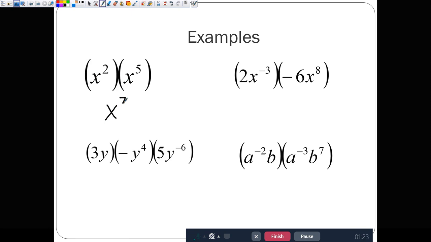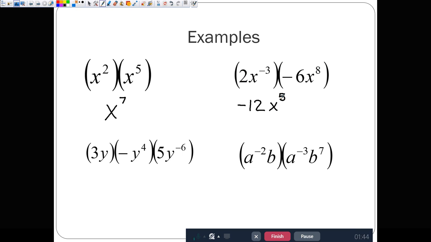Okay, so I'm going to multiply the coefficients, the number in front of x. So 2 times negative 6 is negative 12. X and x, those are like terms. So negative 3 plus 8 is 5. So it's negative 12, x to the 5th.